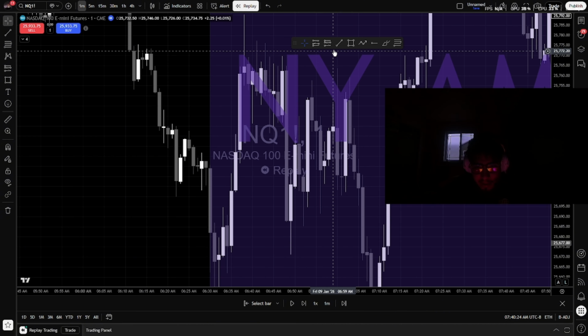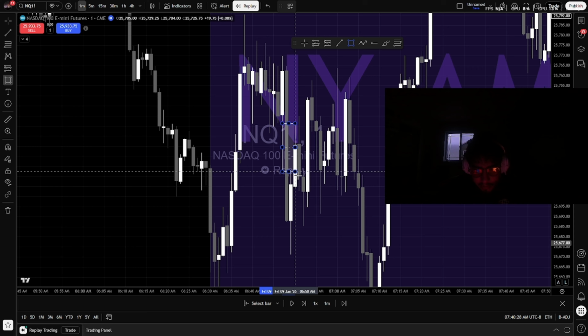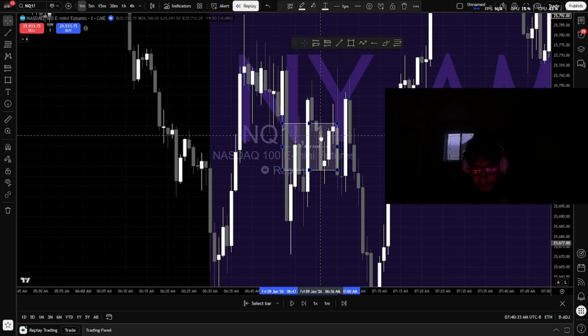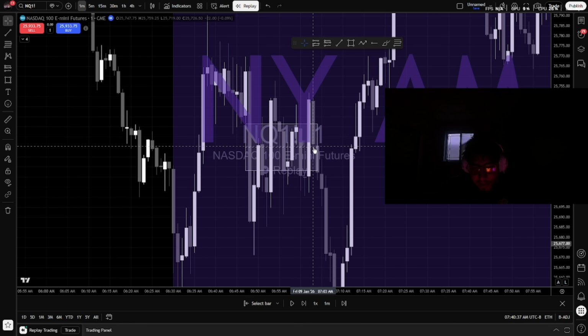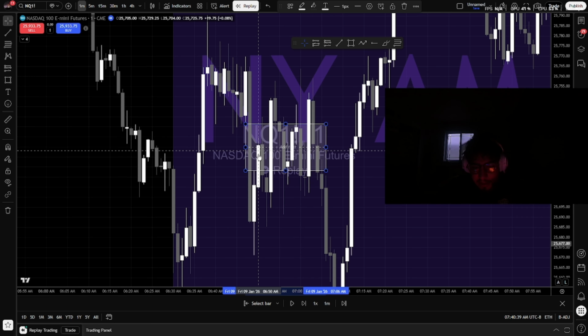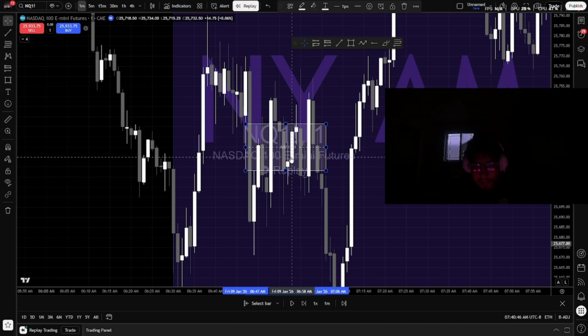So you can see right here, accumulation, and we leave a gap right here. Then it quickly gets touched again, just mitigated, getting every single order that it needs. I mean, naturally, you can see that there is insufficient liquidity right here, and the market thinks this is true value. So I guess you can consider this true fair value.